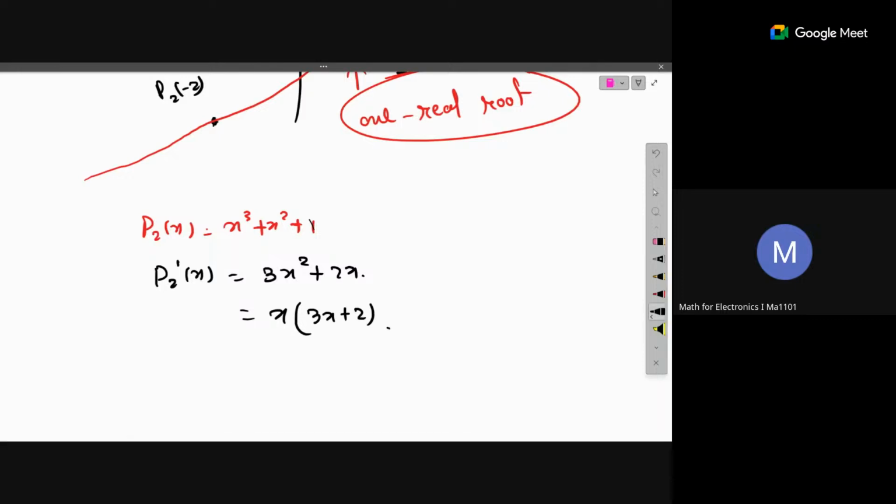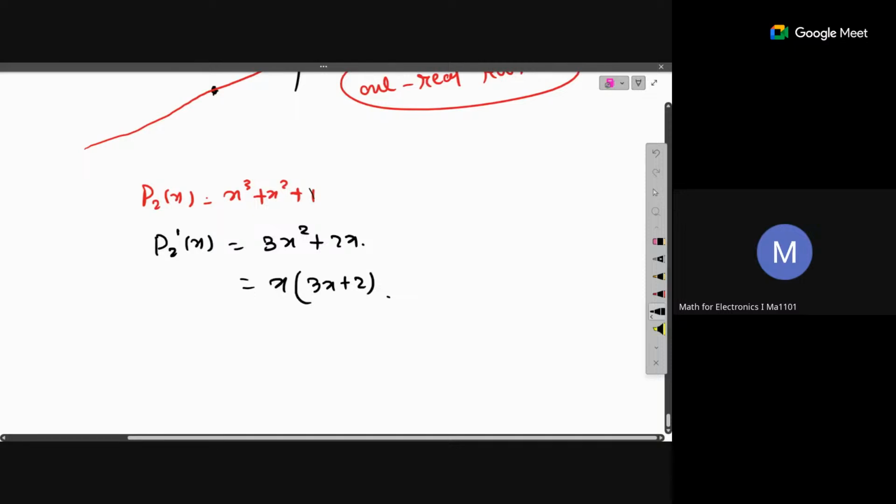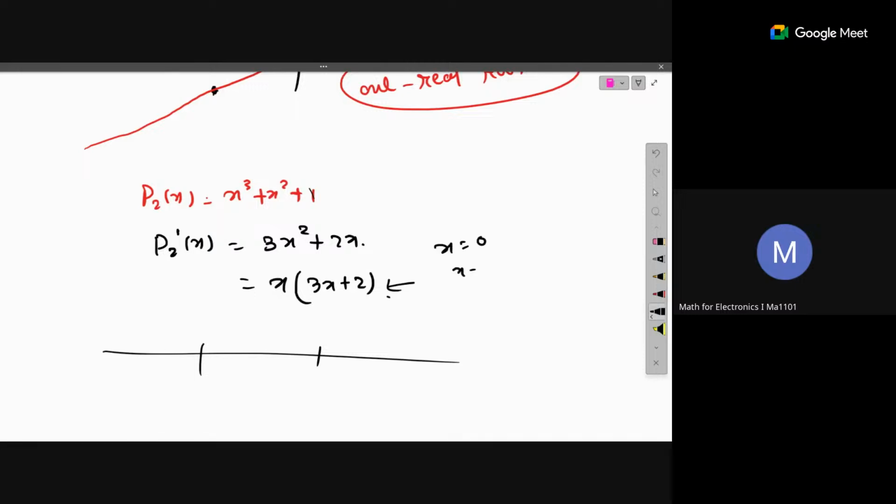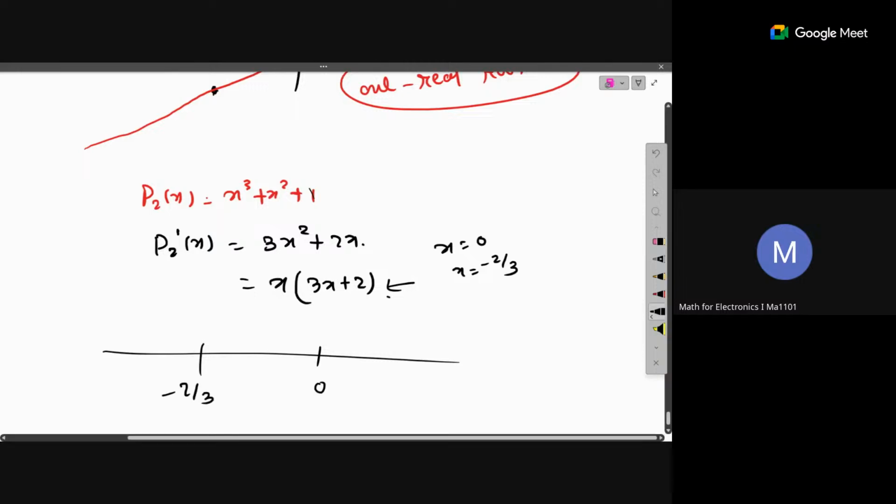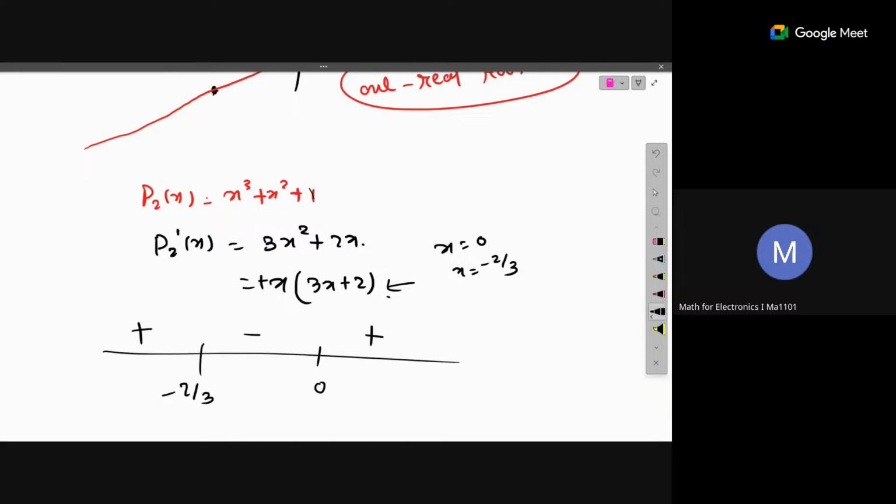Now you can use the wavy curve method. The wavy curve method says to find the roots of this polynomial P2 dash. The roots are x equals 0 and x equals minus 2 by 3. And since the sign starts positive, it goes positive, negative, positive. So that means P2 of x will have a positive sign; the sign depends on the power of a term.